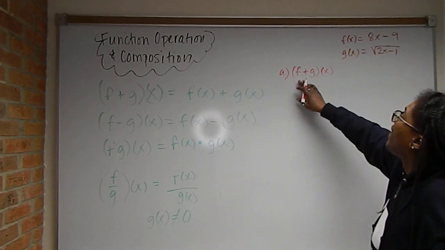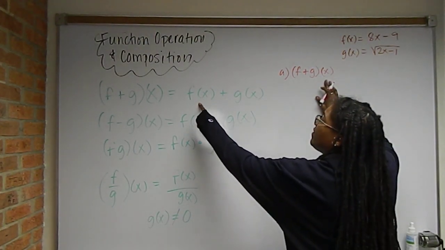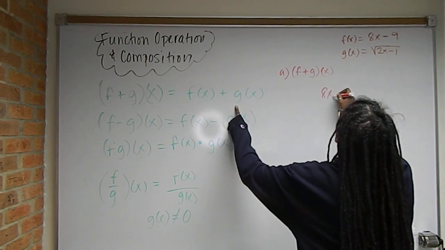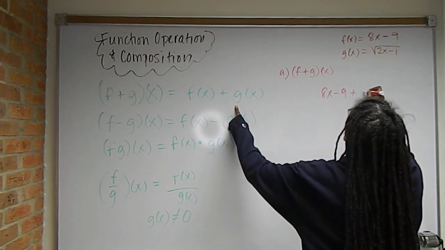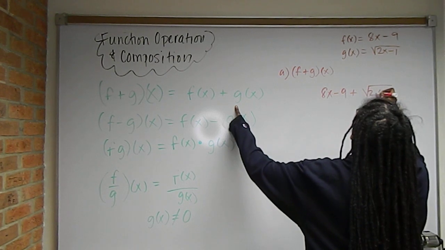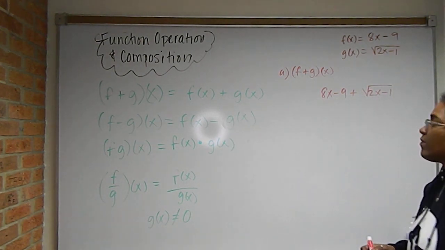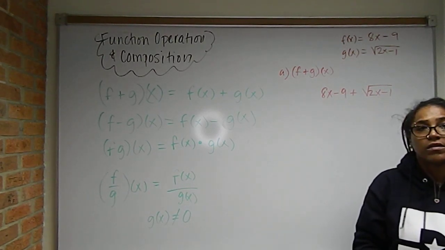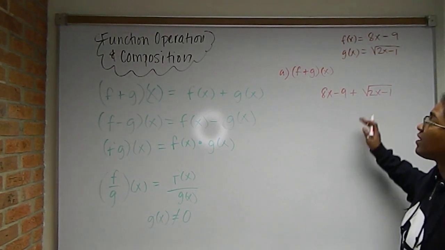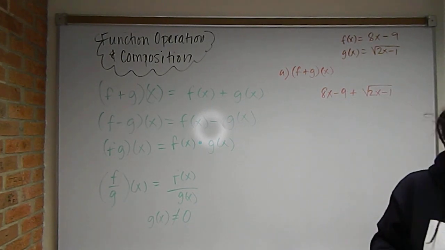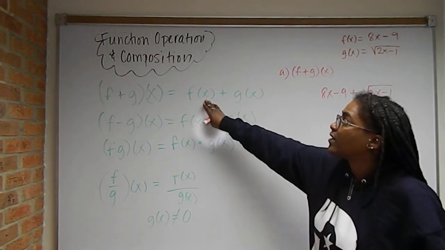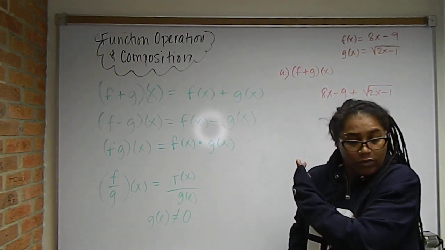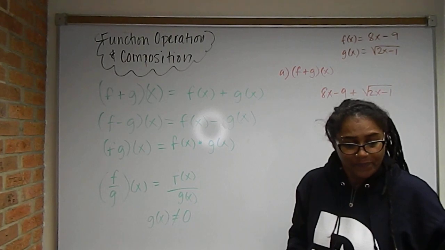We're simply going to write f of x plus g of x. F of x is 8x minus 9 plus the square root of 2x minus 1. That's it. They're not like terms. We can't combine anything. We don't have to take it out of the radical. So that's just what it is. We did exactly what it said. F of x plus g of x. And that's what we did.